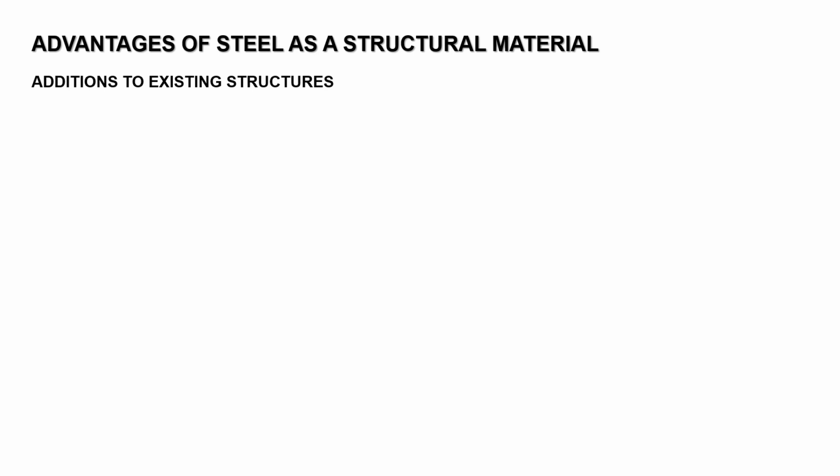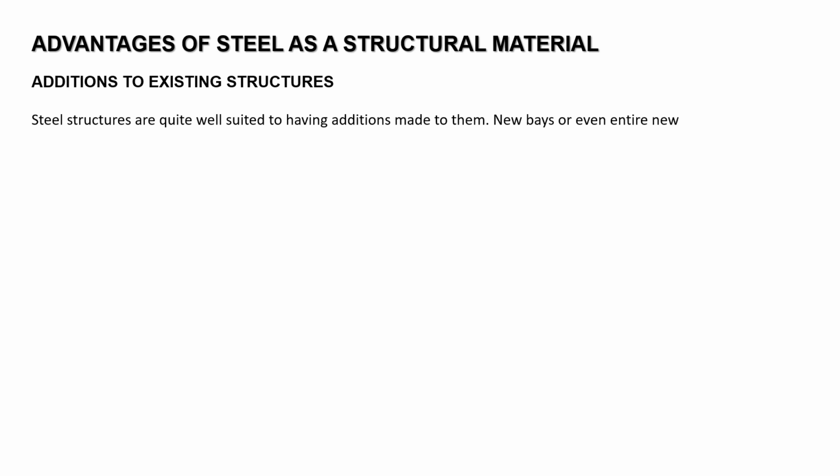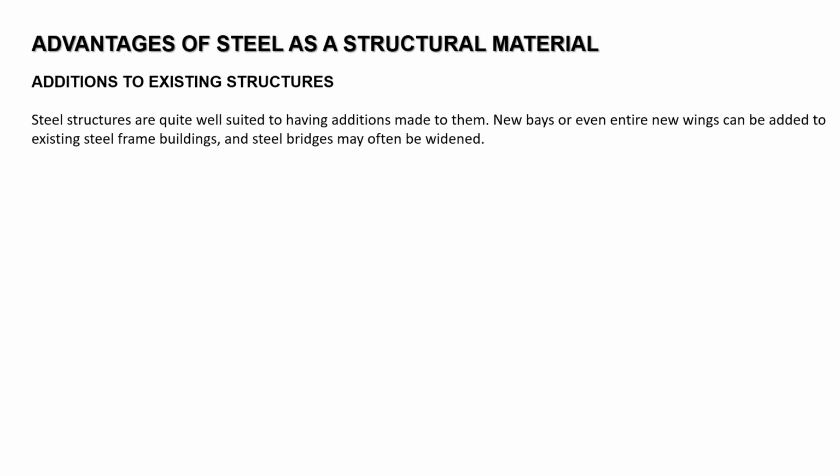Additions to existing structures. Steel structures are quite well suited to having additions made to them. New bays or even entire new wings can be added to existing steel frame buildings, and steel bridges may often be widened. So the point here is that we can add additional structure to the existing structure. That means we can extend the existing structure, adding additional bays and new wings to the existing frames, and steel bridges can also be widened after designing suitably.